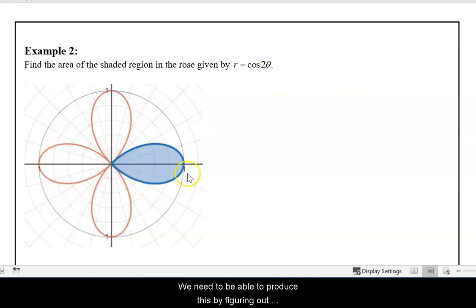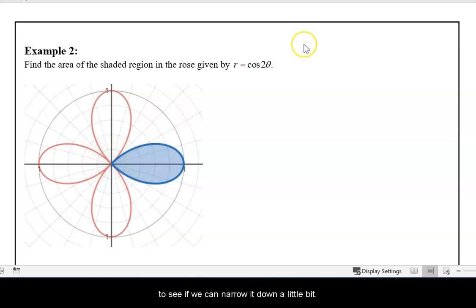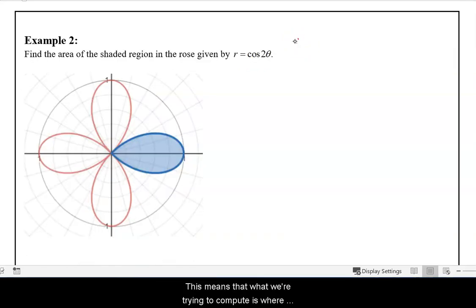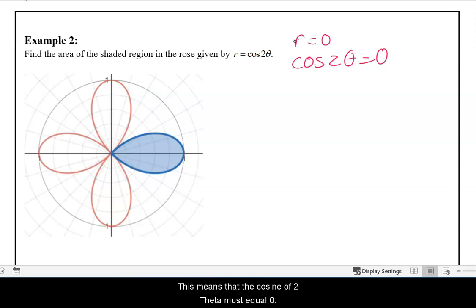We need to be able to produce this by figuring out how we can trace from one spot to another using just that part. We need alpha and beta, in other words. Now notice that when this is drawn, it's continually hitting the pole here in the center. We have no idea what the angle might be, but we know that r will be 0. Let's start this time with the algebra and the trigonometry to see if we can narrow it down a little bit. This means that what we're trying to compute is where the radius is 0. This means that the cosine of 2 theta must equal 0.